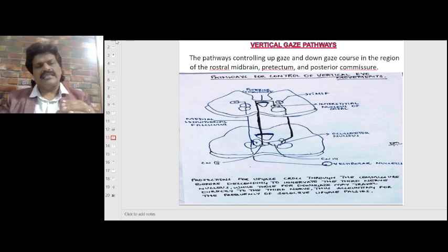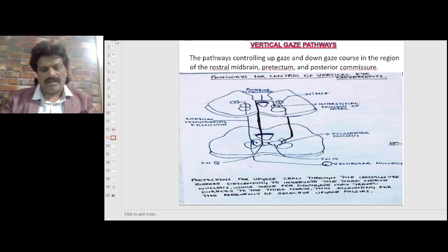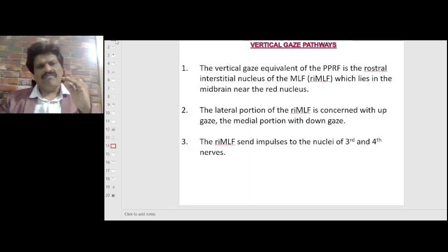So we frequently see up gaze palsies because when there's any involvement on the top of the midbrain, the crossing up gaze fibers get affected but not the down gaze fibers, which descend ipsilaterally. Therefore we frequently see up gaze palsy, for example Parinaud syndrome. The vertical gaze equivalent of the PPRF is the rostral interstitial nucleus of the MLF, which lies in the midbrain near the red nucleus. The lateral portion of the rostral interstitial nucleus of MLF is concerned with up gaze, the medial portion with down gaze.